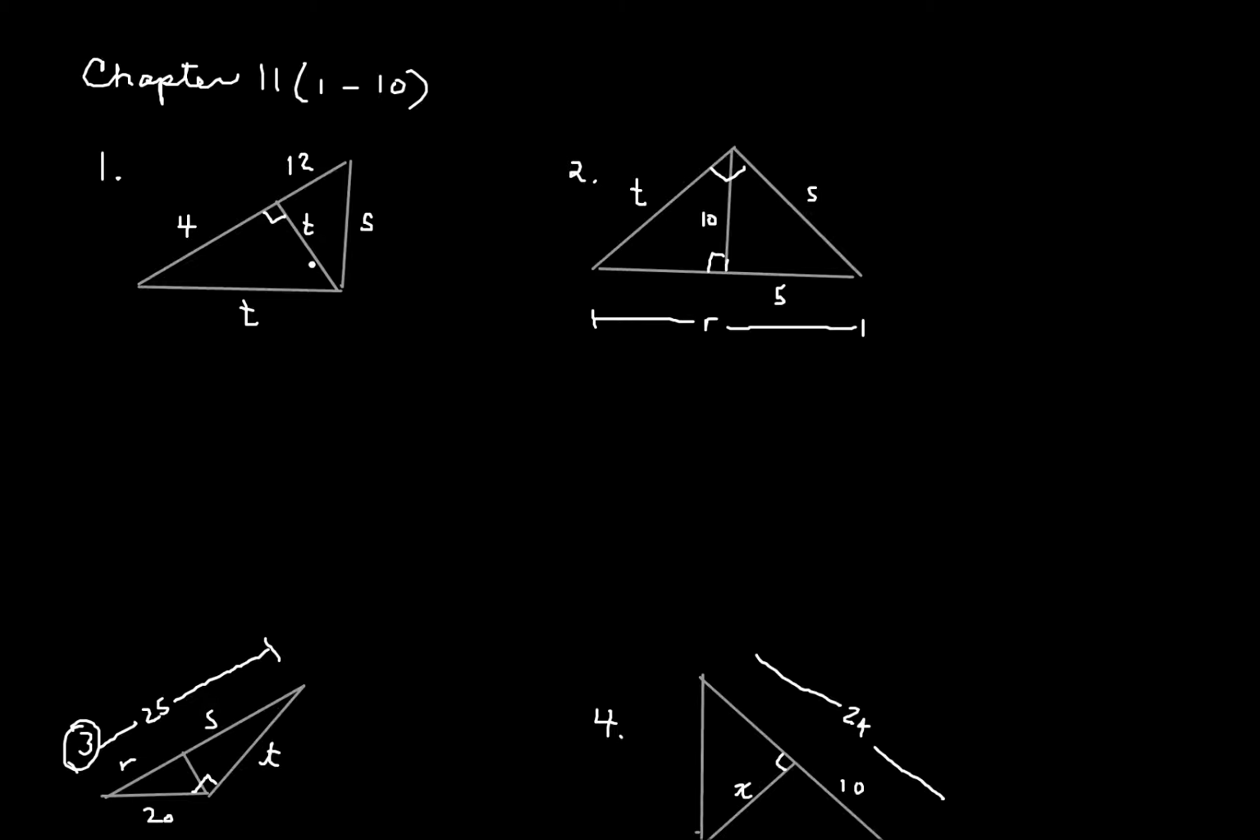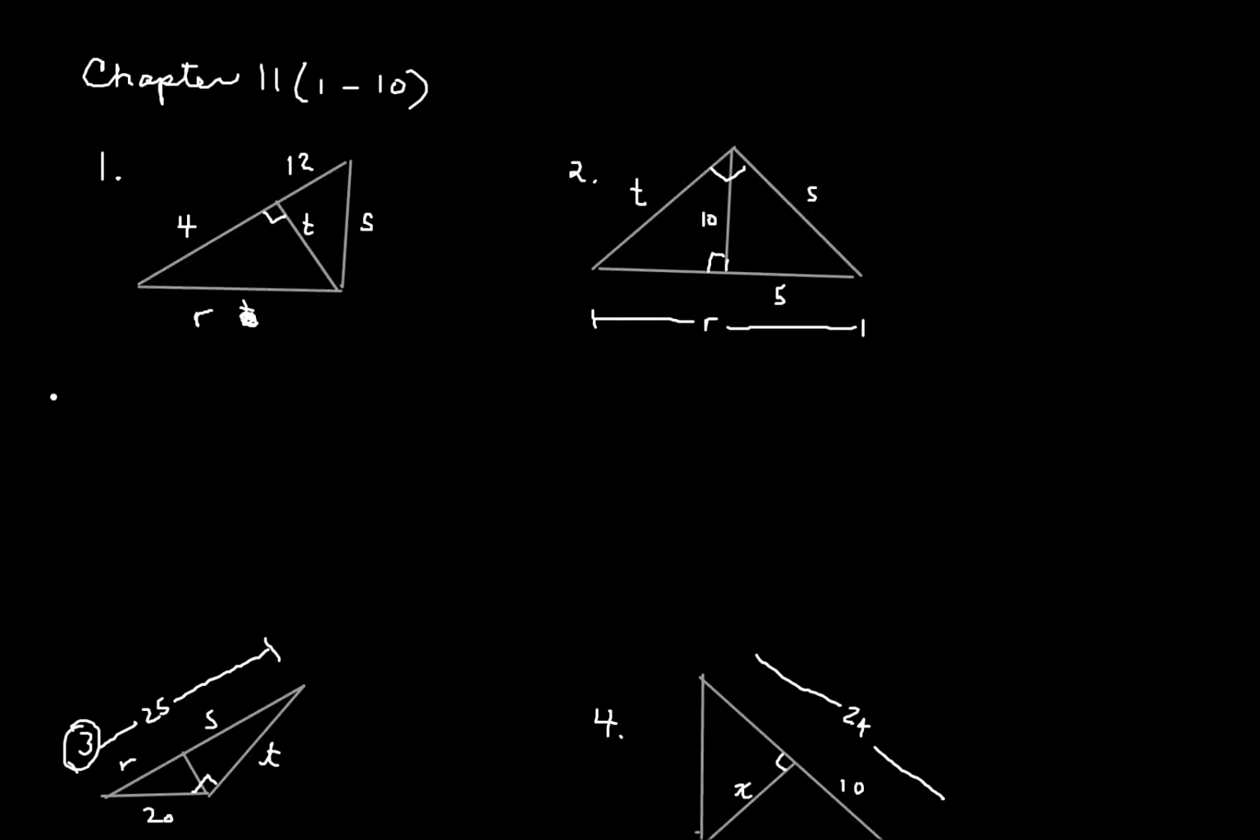Apparently I have two T's here, which I shouldn't have. So let's see which T shouldn't be there. This one here should not be a T. So let's get going here. This should be an R. All right, so we're going to start with the altitude.